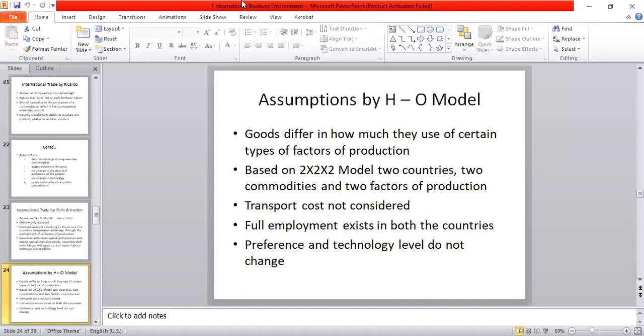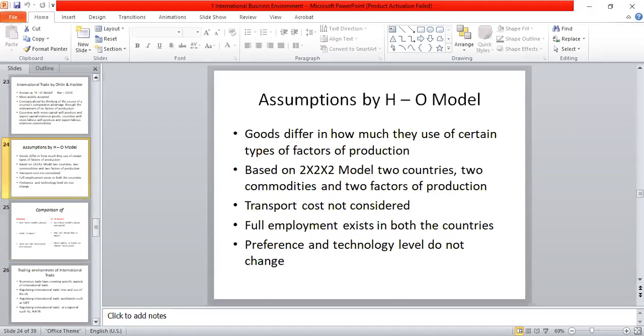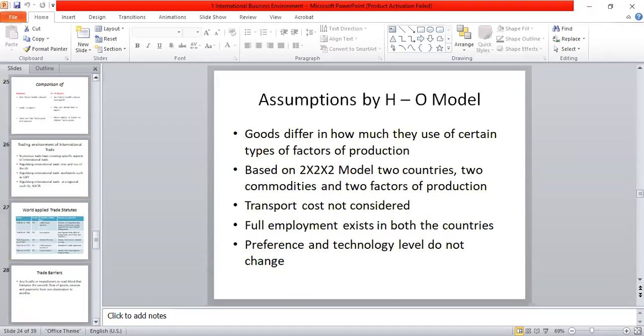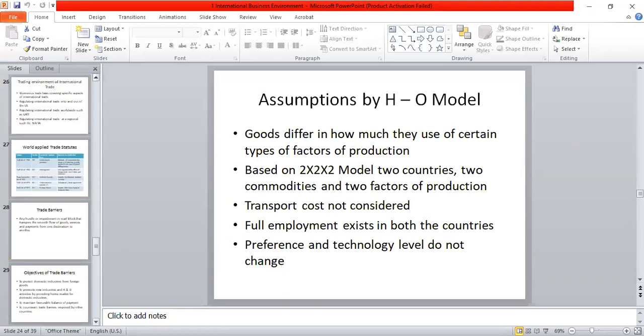So to avoid this situation, that is why HO is saying full employment exists in both the countries. So people are having good opportunities, a number of opportunities according to their skill. And the next assumption, preference and technology level do not change. So there is no change in preference and technology. So this was all about trade theory.